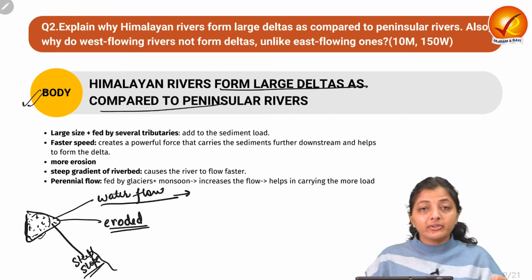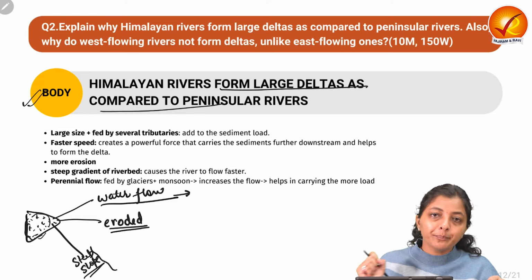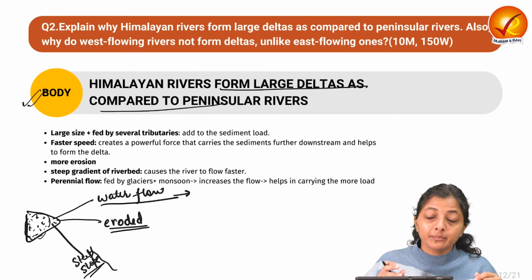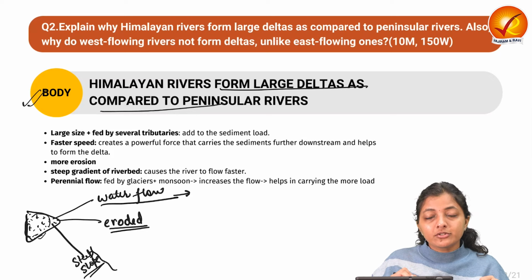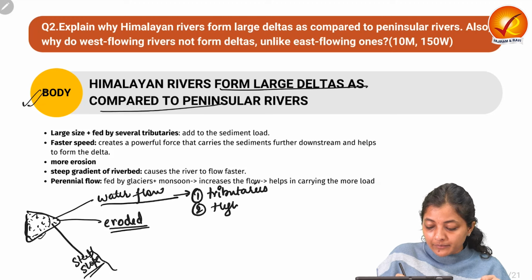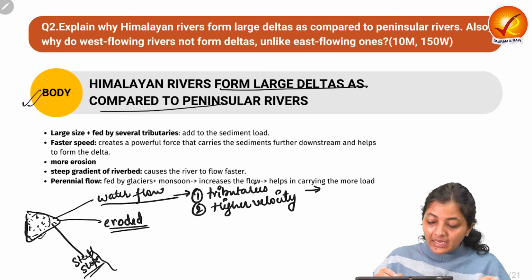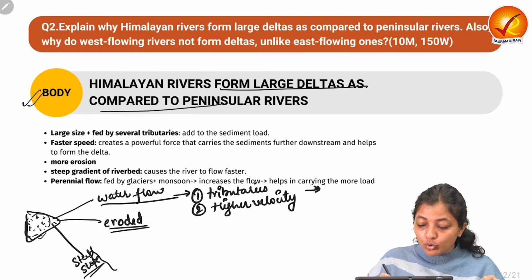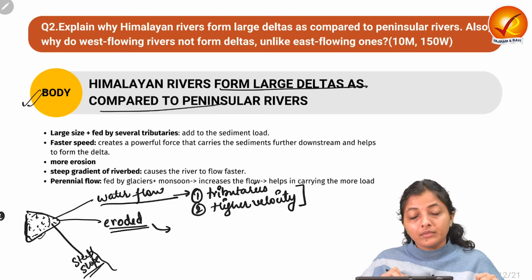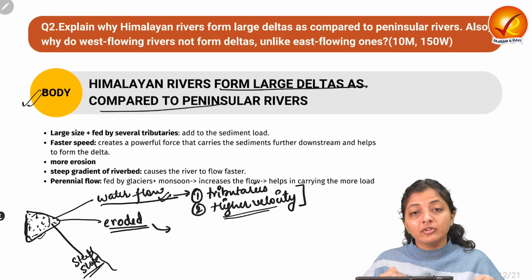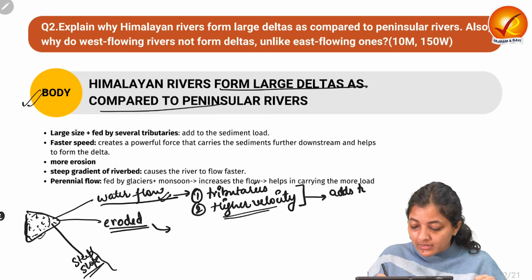So let's talk about the difference in water flow between the Himalayan region and the peninsular region. In the Himalayan region there is a large set of rivers, meaning the volume of the rivers is larger as compared to the peninsular region, first due to the high network of tributaries plus higher velocity. This helps the sediments flow with water at greater speed, and more sediments get collected in the delta with more water flow. So the high network of tributaries and the larger volume of water at higher velocity add to the sediment load.